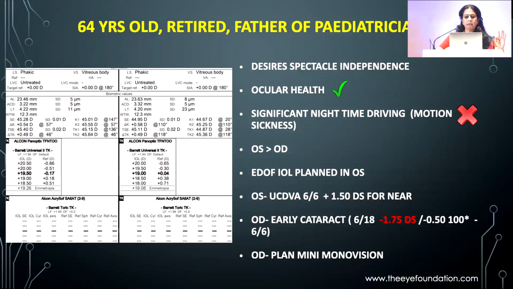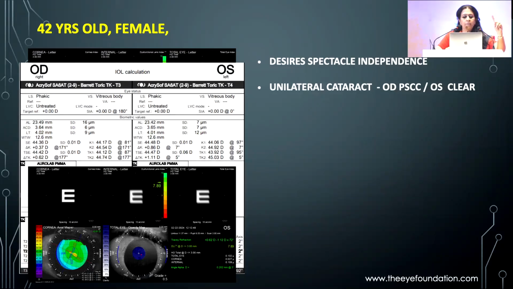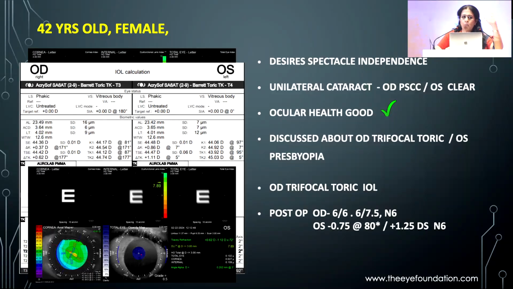This is another patient who is a 42-year-old female who wants spectacle independence. She has cataract only in one eye. We did tell her that all parameters were fine, but then she needs a cylinder correction, trifocal toric. Is she okay for those visual disturbances which might happen by a unilateral surgery? She was very keen on a trifocal, and she did well.